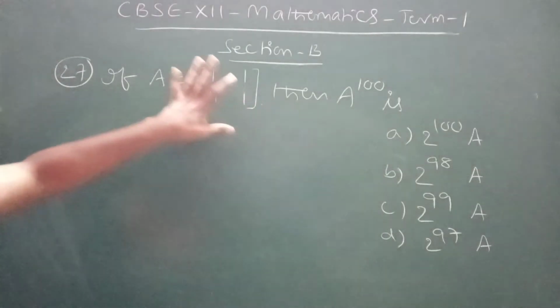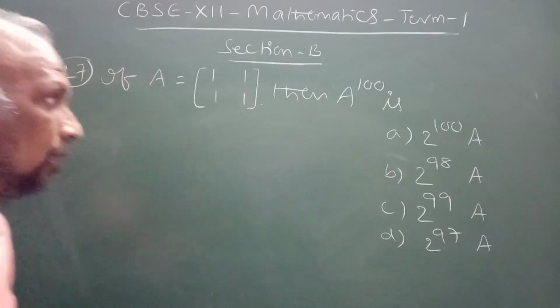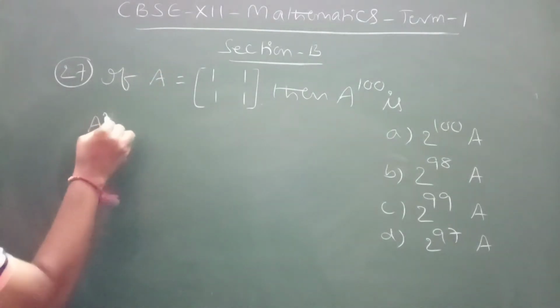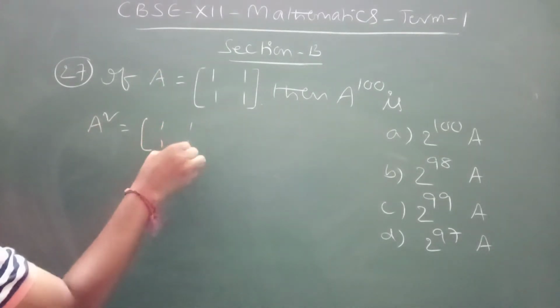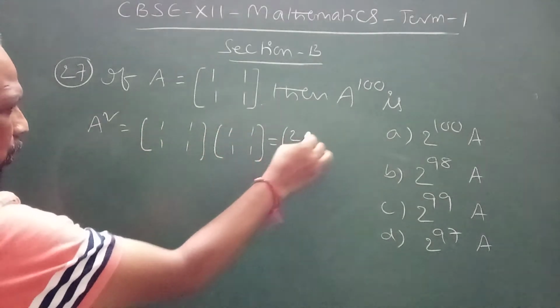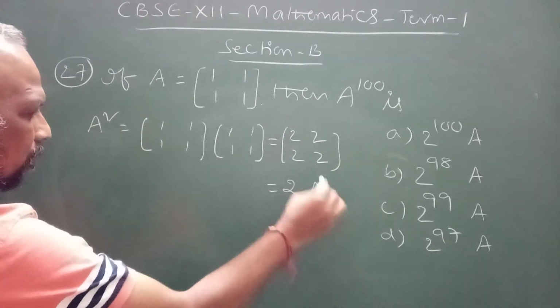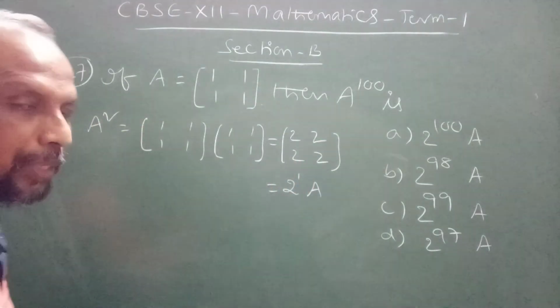See, in this problem they are given A equal to the matrix 1 1 1 1. They are asking for A power 100. Check A square first. If we take A square, you multiply [1 1; 1 1] into [1 1; 1 1]. You get 2 2 2 2, right? So it comes to A. A square is 2 power 1 into A.